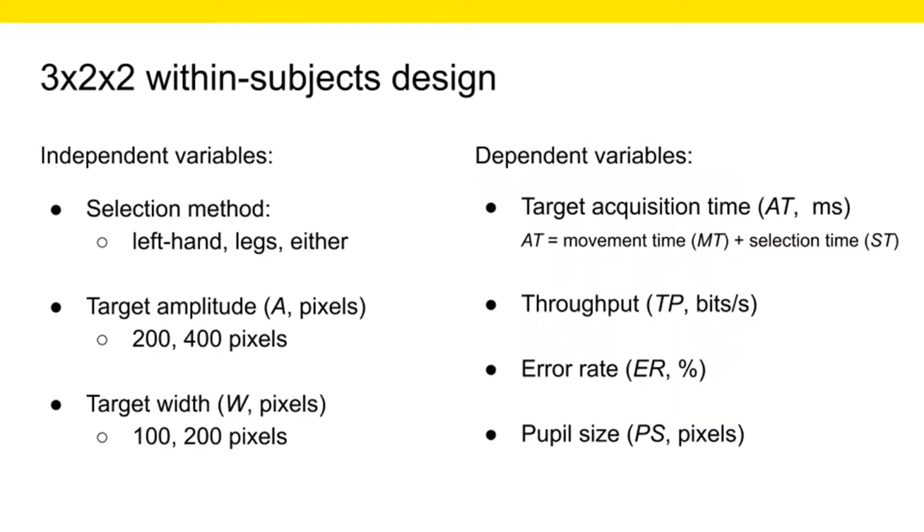The experiment used a 3x2x2 within subjects design. The independent variables were selection methods, target amplitudes, and target width. The dependent variables were target acquisition time, throughput, error rate, and pupil size. The target acquisition time has 2 components. Movement time is spent by gaze on pointing. Selection time is spent by the BCI on executing the click. Selection time is the main component.